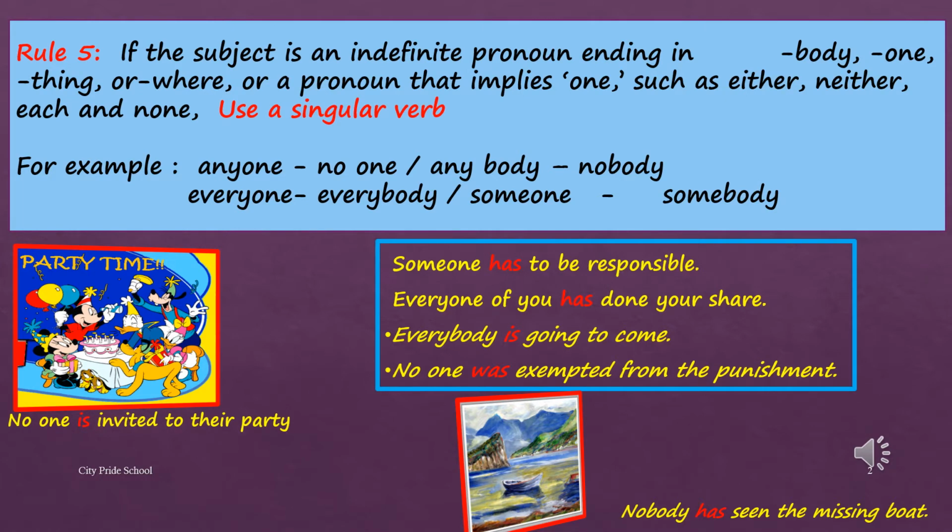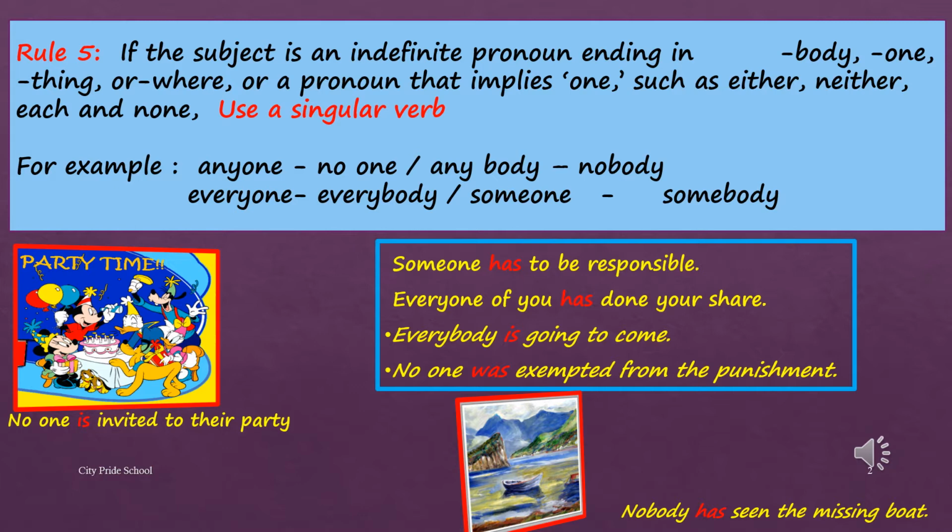Here, if the subject is an indefinite pronoun ending in body, one, thing, or where, or a pronoun that implies one such as either, neither, each, and none, we use a singular verb. Like if it is an indefinite pronoun. If the subject is an indefinite pronoun, we will be using a singular verb. For example, anyone, no one, anybody, nobody, everyone, everybody, someone, somebody. So we have already done with indefinite pronouns.